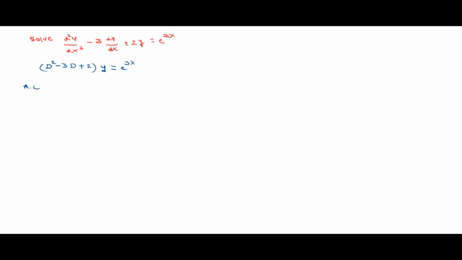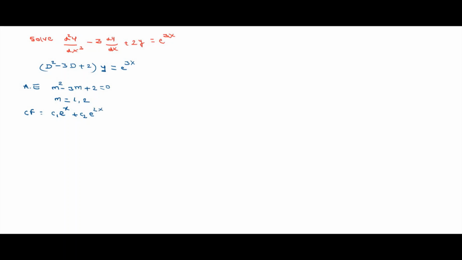First we have to find the auxiliary equation, which is m square minus 3m plus 2 is equal to 0. This is a quadratic equation. If we simplify it, you will get two roots. I'll write the values for m directly: m is equal to 1 and 2. Therefore CF, the complementary function, since both roots are different, is C1 e raised to x plus C2 e raised to 2x.